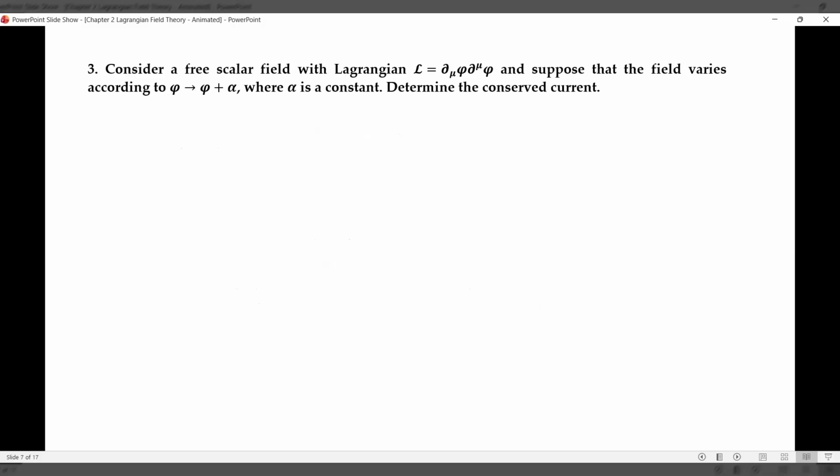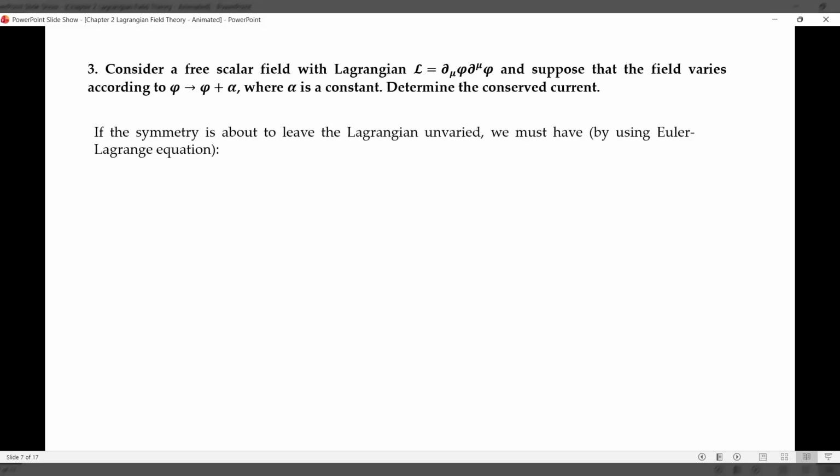Now we move to exercise number 3, where we are asked to find the conserved current associated with a global symmetry of a free scalar field. The Lagrangian is partial sub nu, partial super nu of phi, and the transformation is a simple shift of the field, phi transforms to phi plus alpha, with alpha a constant. This is a classical example of how Noether's theorem connects a continuous symmetry to a conserved quantity. Let's go step by step through the variation of the Lagrangian, identify the repeated index, handle the metric tensor correctly, and extract the final expression for the conserved current.